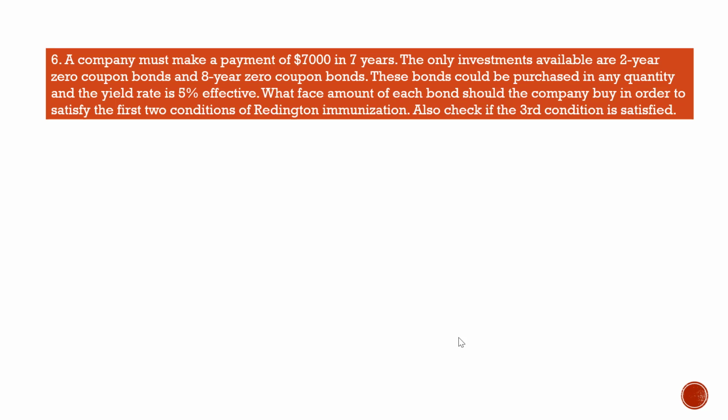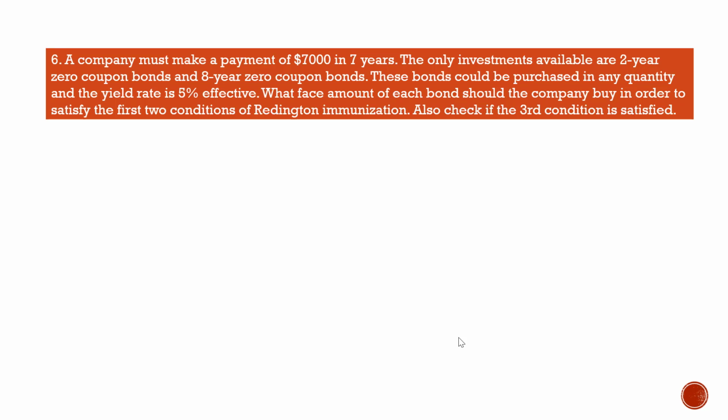Question number 6. A company must make a payment of $7,000 in 7 years. The only investments available are 2-year zero coupon bonds and 8-year zero coupon bonds. These bonds could be purchased in any quantity and the yield rate is 5% effective. What face amount of each bond should the company buy in order to satisfy the first two conditions of Redington immunization, and also check if the third condition is satisfied.